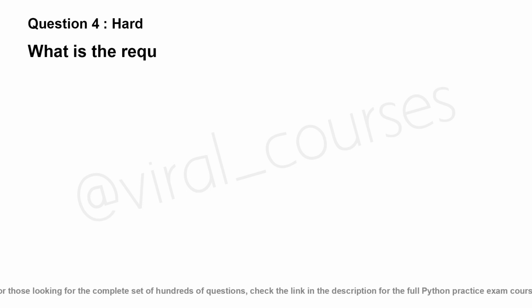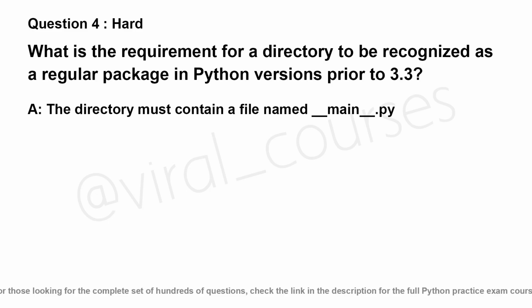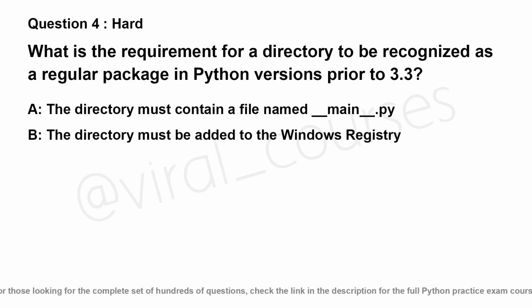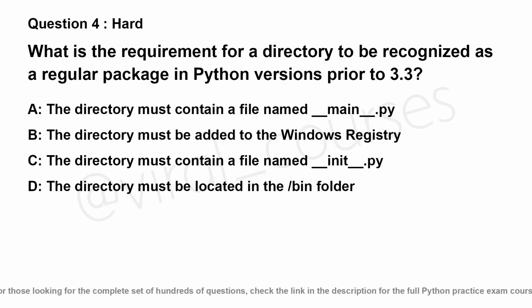What is the requirement for a directory to be recognized as a regular package in Python versions prior to 3.3? Option A. The directory must contain a file named __main__.py. Option B. The directory must be added to the Windows registry. Option C. The directory must contain a file named __init__.py. Option D. The directory must be located in the bin folder.